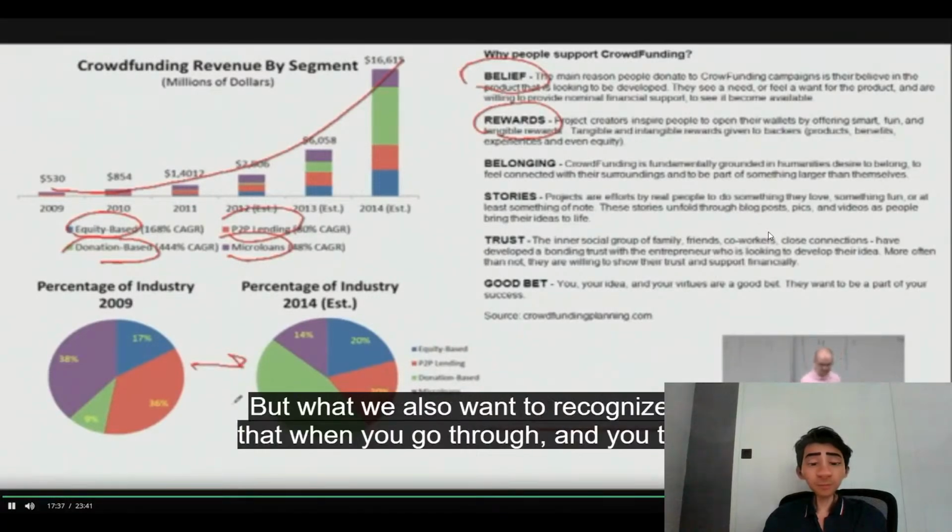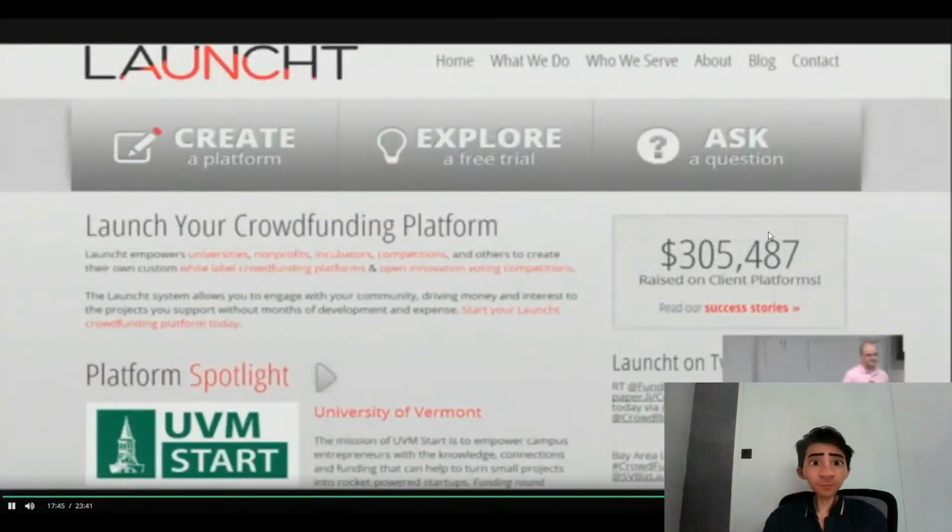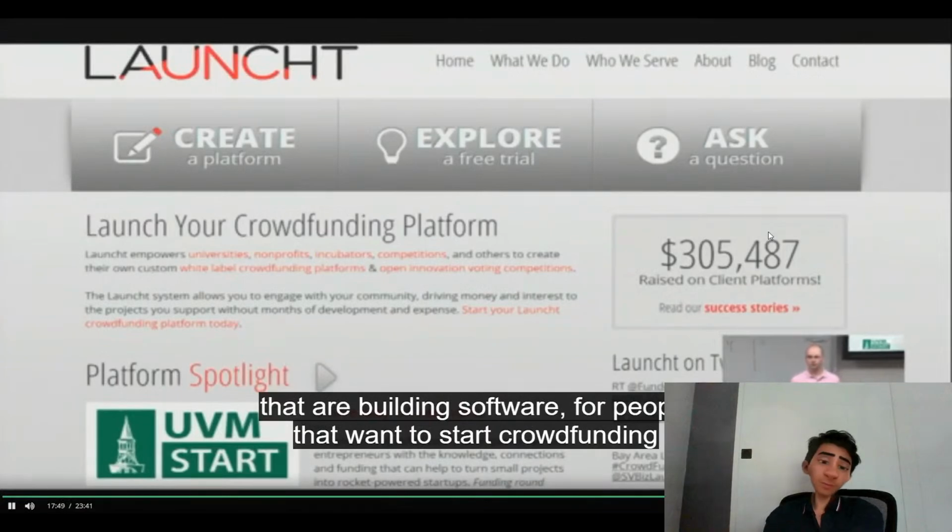But what we also want to recognize is that when you go through and you think about this, there are companies that are building software for people that want to start crowdfunding websites.